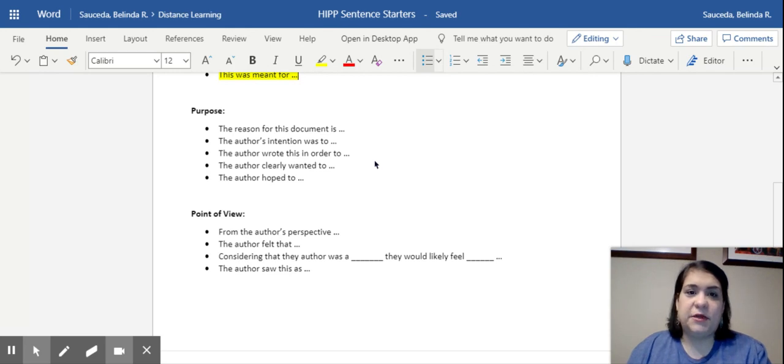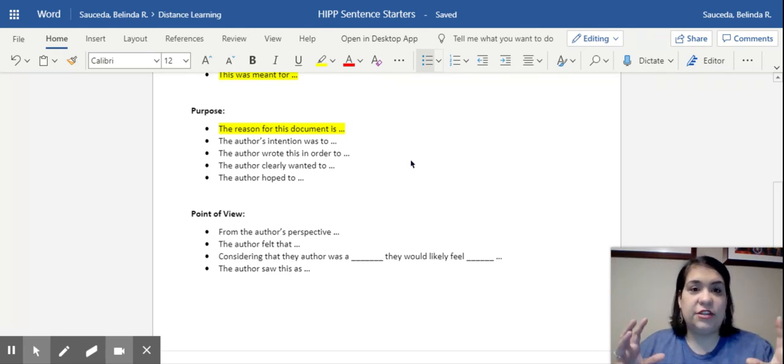The reason for this document, going back to the colonial times and the Constitution. Why was the Constitution written? It was to give a plan of government to the American people. So the reason for this document is to give a plan of government to the American people so that they had a set of laws to follow, so that all of the 13 states, and eventually 14 by the time it's ratified, all of them could have the documents, so that they could all have the same laws. So one state didn't have one law, the other state didn't have the other.